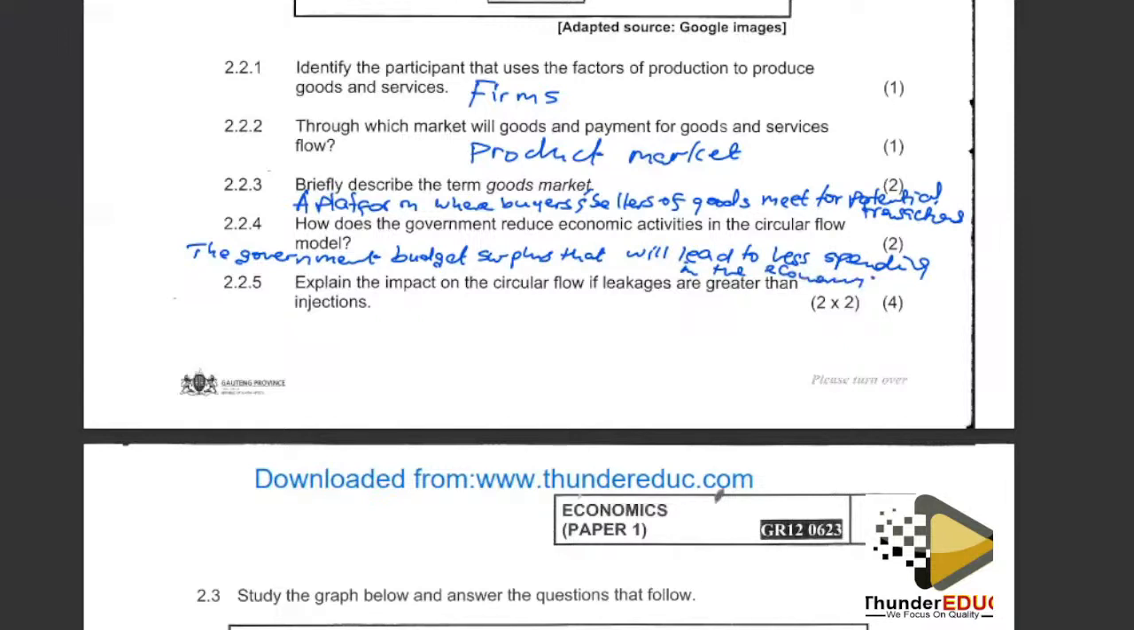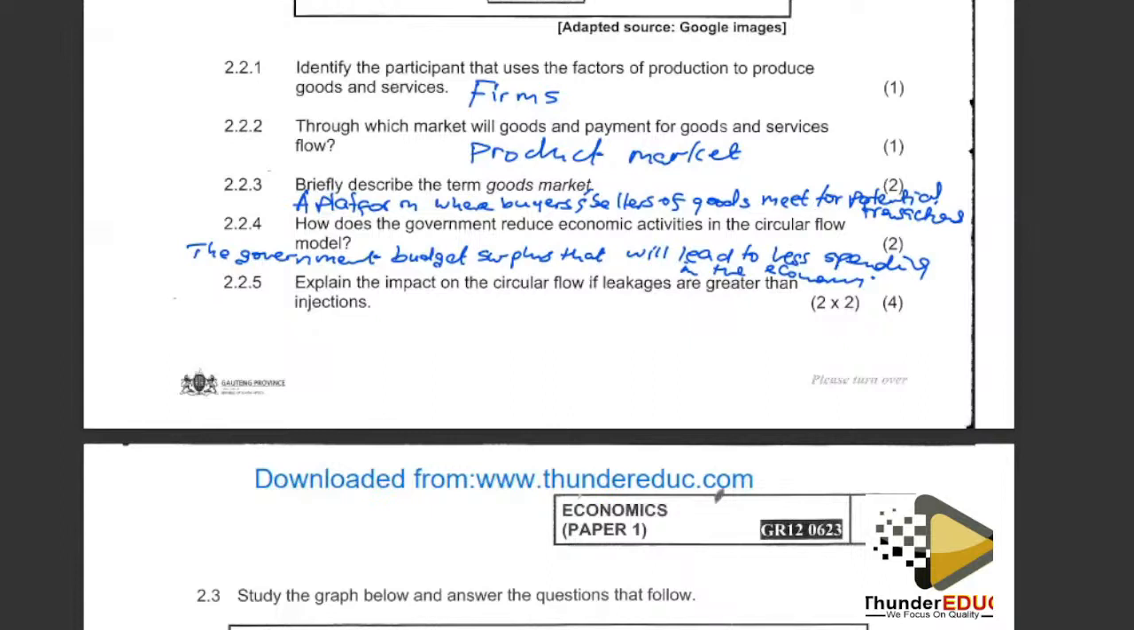So now at this junction, we have actually pushed. So now let's move on to 2.2.5. 2.2.5 reads as follows. Explain the impact on the circular flow if leakages are greater than injections. What do we mean by leakages? When we talk of the leakages, we check the outflow of money, the money that goes out of the pool of collection. Then when you talk of the injections, we check the inflow of money, or the money that comes into the economy. Okay, right.